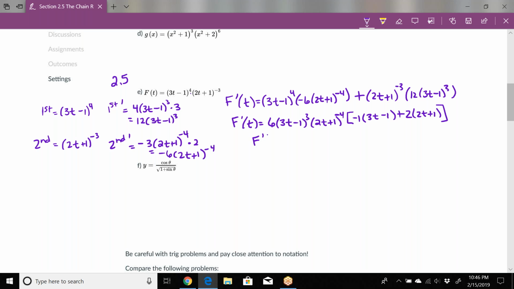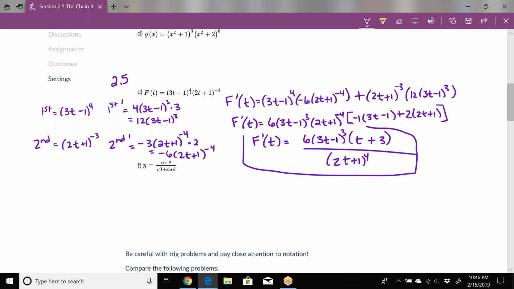Now I would want to work out the inside portion here, and I'm also going to move this part that has the negative exponent to the denominator. So right now I have a 6 times (3t - 1)^3, and then on the bottom a (2t + 1)^4, and up top we're going to have a -3t and a +4t, so that's going to be just 1t, and we have a positive 1 and a positive 2 when we distribute, so that's going to be positive 3. So there is my derivative of that function.